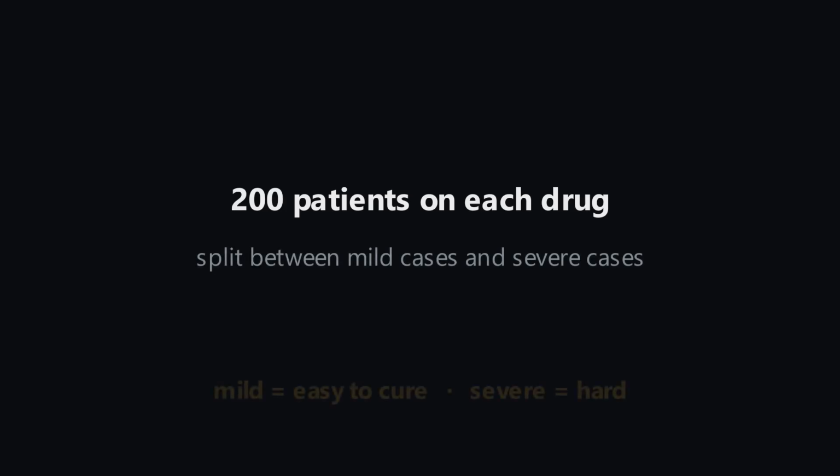Let's put real numbers on it. 200 patients take each drug, split between mild cases and severe ones. Mild cases are easy to cure. Severe cases are hard. Hold on to that. It turns out to be the whole secret.